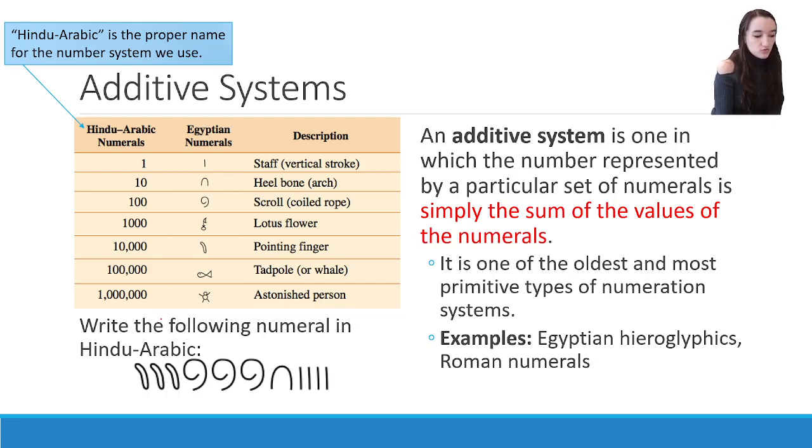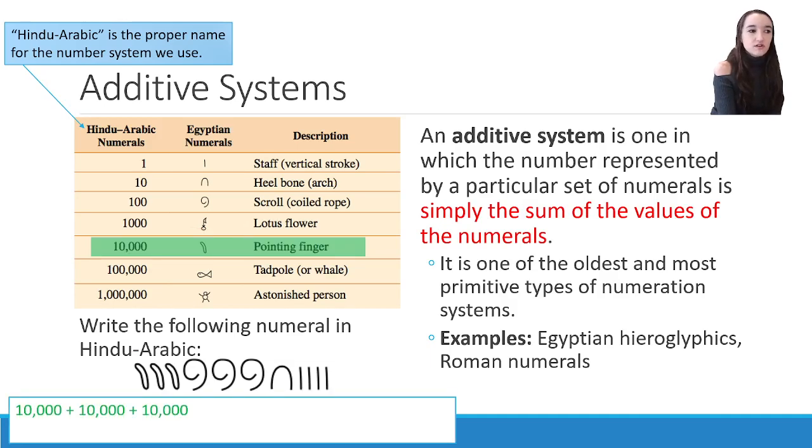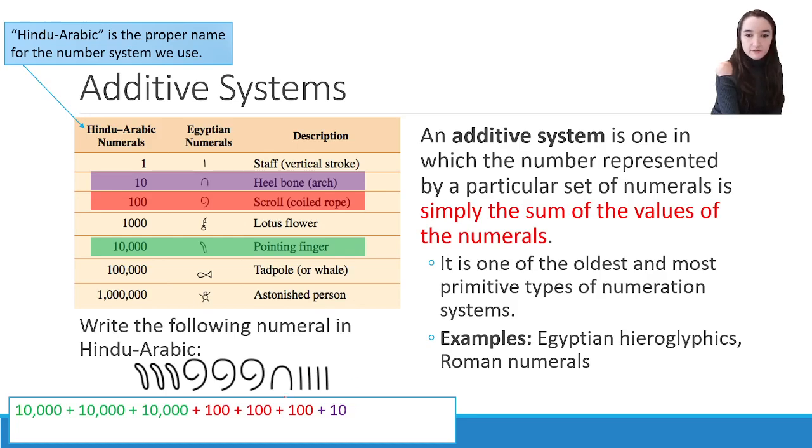So if I want to write the following numeral in our Hindu-Arabic system, how would I do it? All I need to do is go through and count up the number of each type of symbol and see what that symbol represents. So this first symbol is the pointing finger, which represents 10,000 in our Hindu-Arabic numerals. There are 3 of them, so together that is 3 10,000s, or in other words, 30,000. Next we have the scrolls. The scrolls represent 100, and there are again 3 of them, so that is 300. The heel bone represents 10, and there's only 1 of them, so we add in another 10.